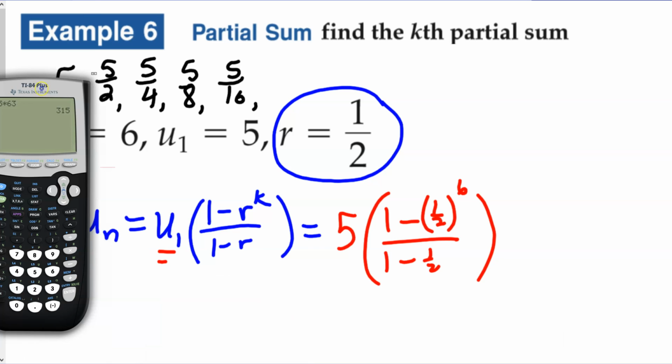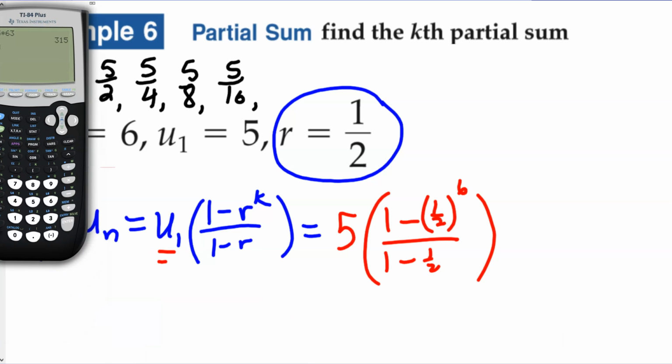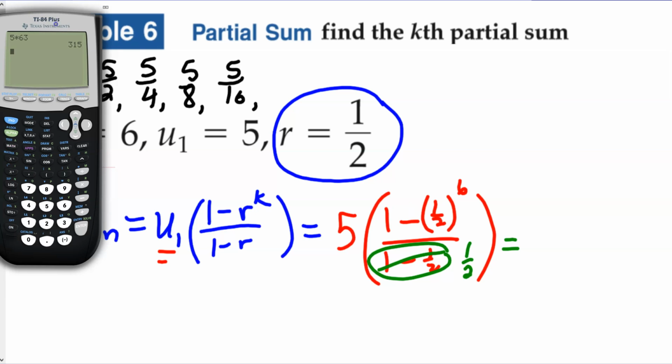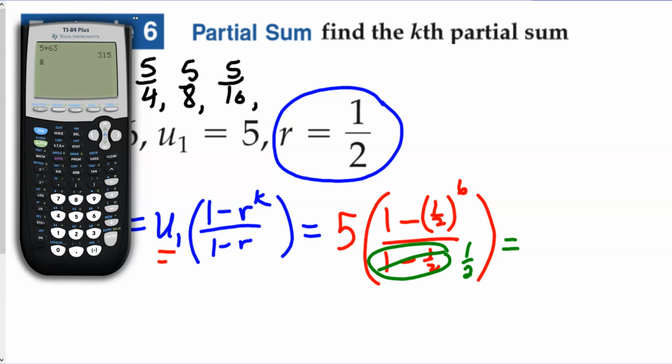And again, you try to do as much as you can without using your calculator. So 1 minus 1/2, that's just 1/2. Now 1/2 to the 6th power, you might be able to do that, and I can do it, but I'm going to show you how to use the calculator. So 1 minus 1/2 to the 6th power. Now what you see on the screen is a graphing calculator, but you can do this with the scientific calculator or even the calculator that's on your computer.